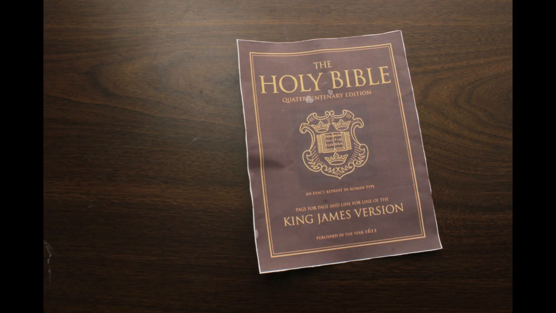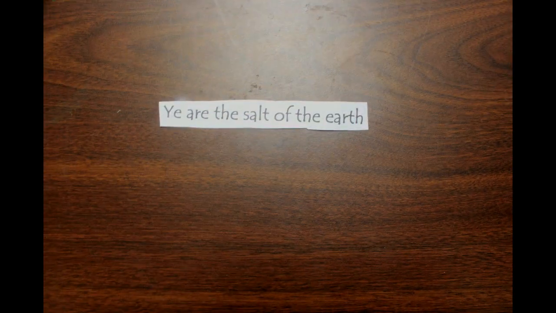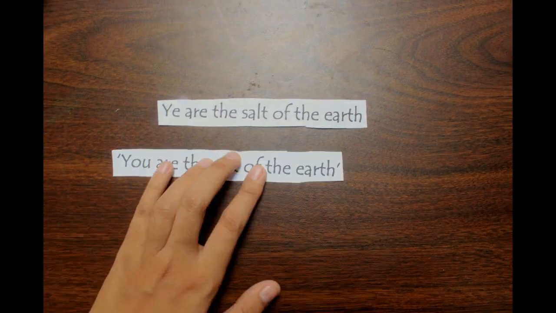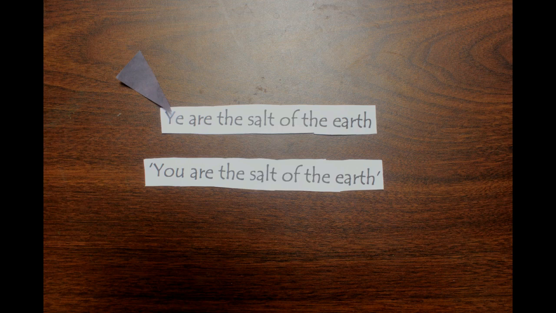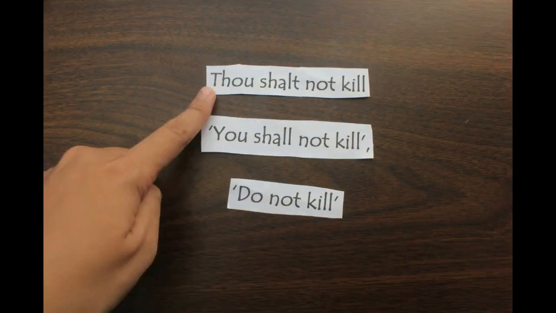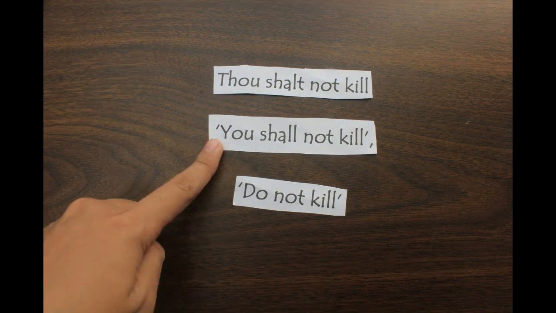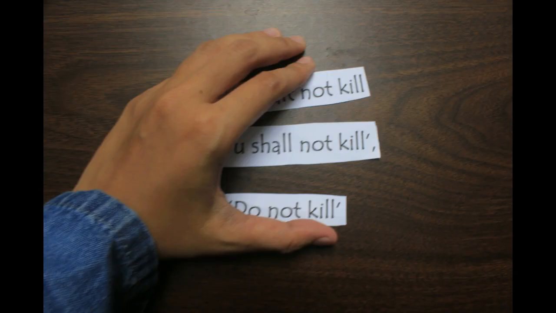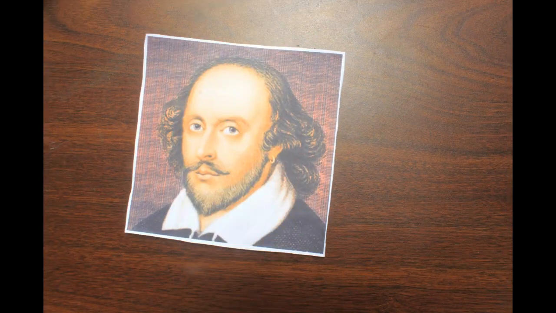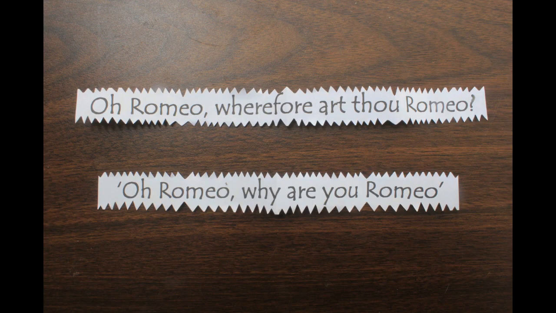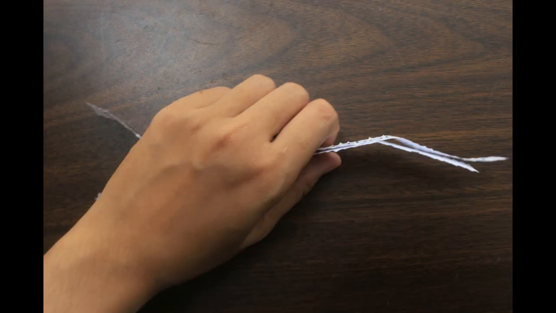These are examples from the King James text. "Ye are the salt of the earth." Verse 13, that means you are the salt of the earth. "Thou shalt not kill," that means you shall not kill, or do not kill. Another example is provided by Shakespeare from Romeo and Juliet, when Juliet asks, "O Romeo, wherefore art thou Romeo?" that is, "O Romeo, why are you Romeo?"